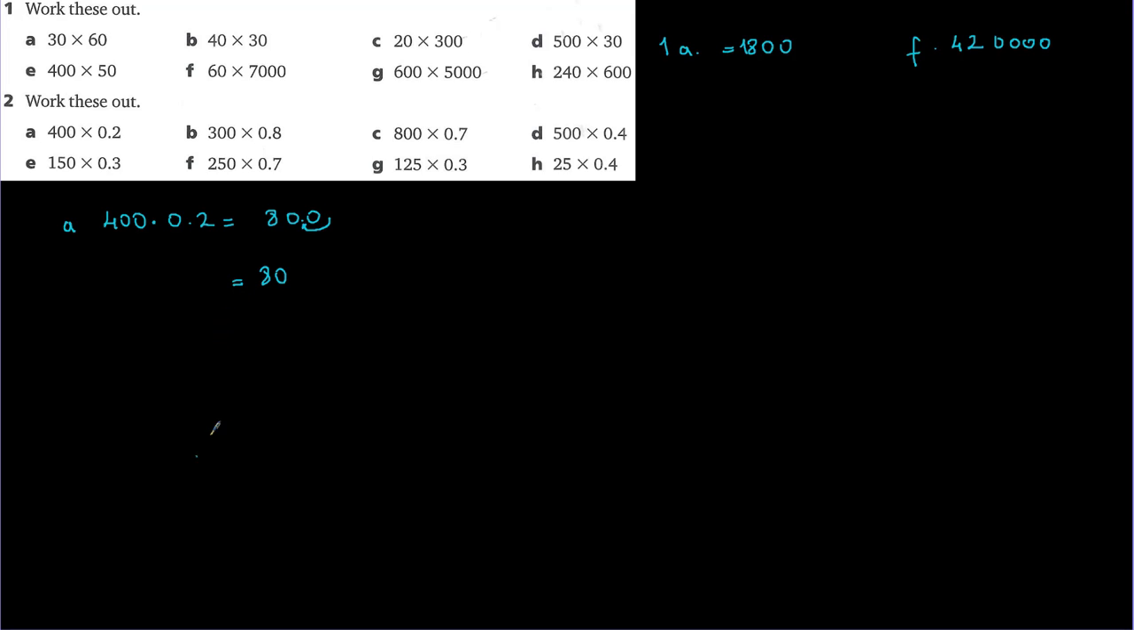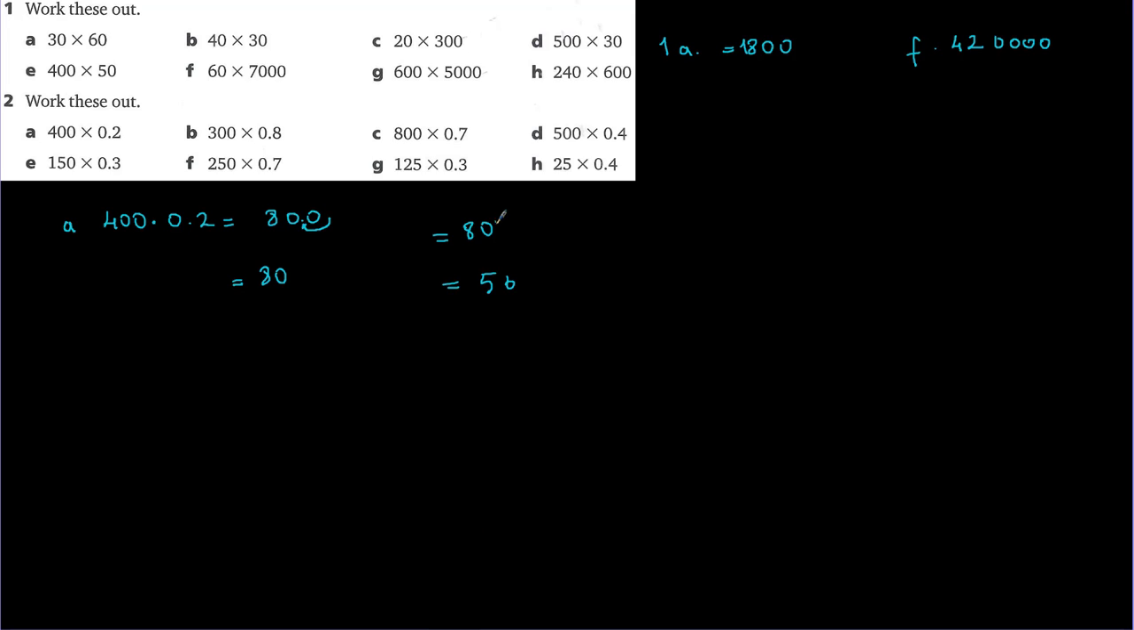Also there is another method for that one. In the class I will explain. 800 times 0.7 is going to be equal to 56. 8 times 7 is going to be equal to 56, and there is 1 zero here. I took it mixed with the decimal.